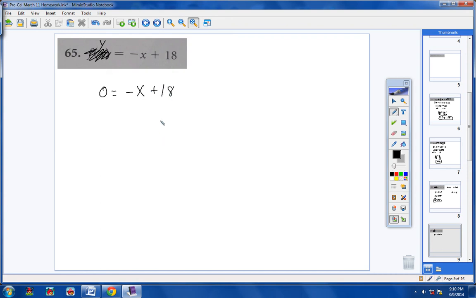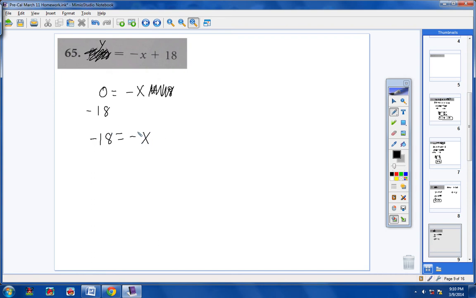All right. So I want to get the x all by itself. So I'm going to bring the positive 18 over to the other side, and when I do, it becomes a negative 18. So let's see what we're left over with. 0 minus 18 is negative 18. And bring down your negative x.